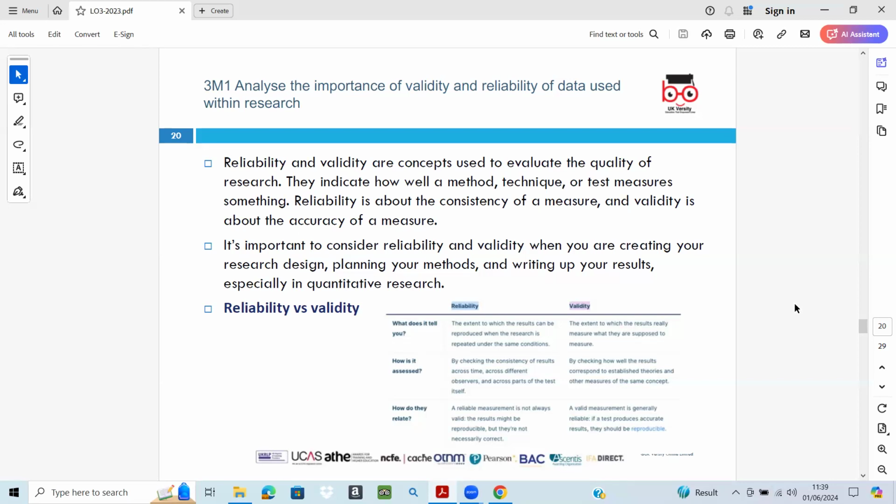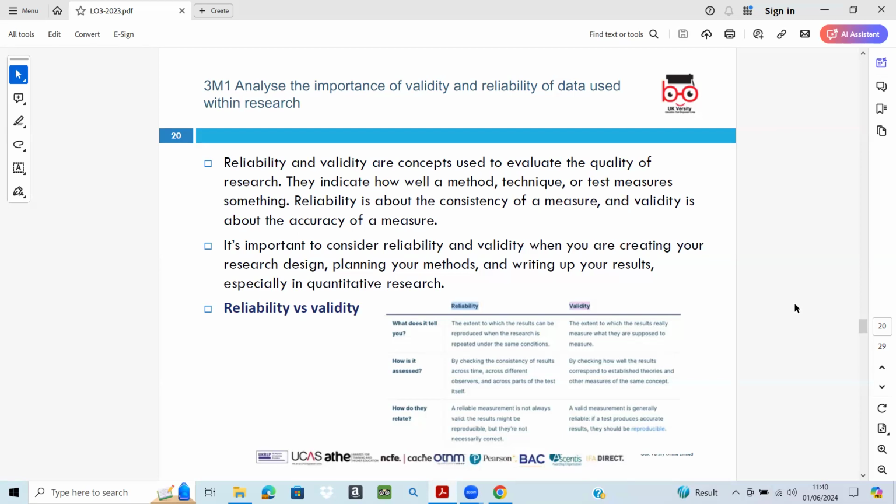Reliability and validity matter when you are creating your research design plan, your method and writing up your results, especially in quantitative research. So okay, we'll discuss some of the benefits. What it does is ensure the quality, and we can avoid errors, and we can enhance the credibility.